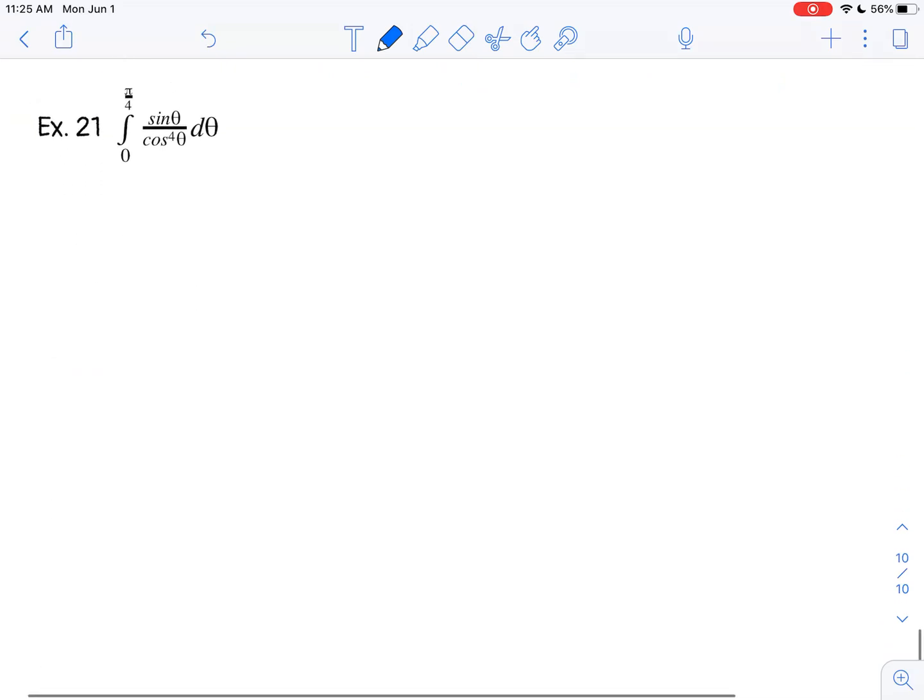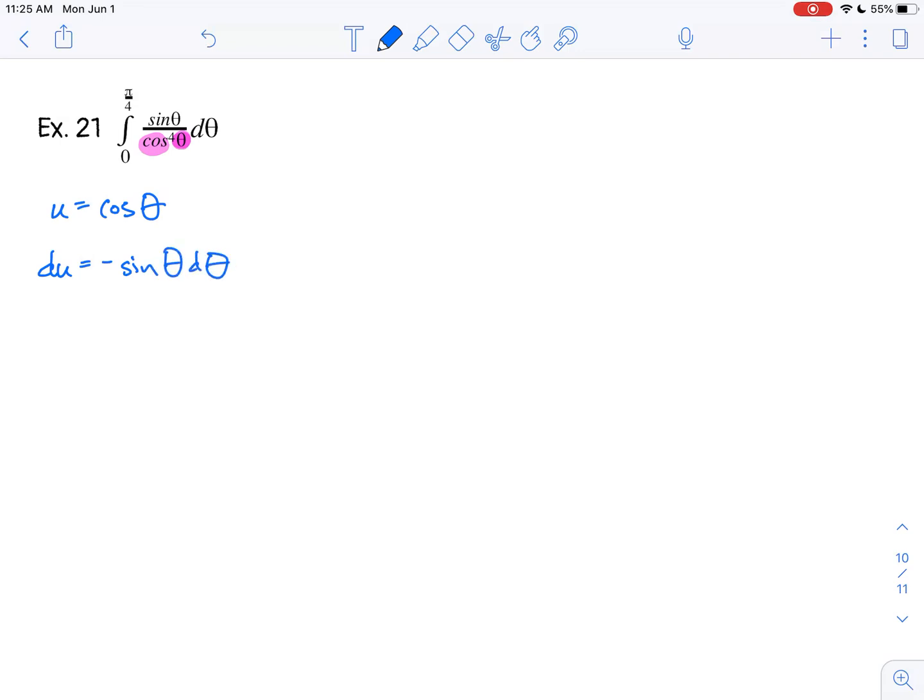Okay, let's move on to example 21. All right. Let's pick our u. So I have a sine and a cosine to the 4th. This cosine on the bottom is going to be our u, and that means our du is negative sine theta d theta. Now I notice in my integrand that I only have a positive sine theta d theta. So I'm going to take that negative sign and I'm going to divide it over to the du side. All right, integrand taken care of.